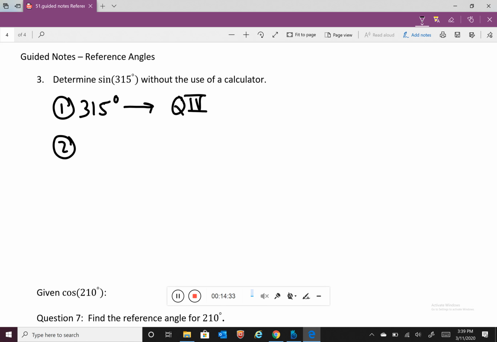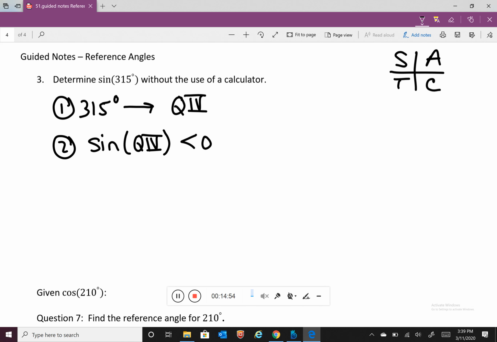Next, I'd like us to think about sine of an angle in quadrant 4. So is sine of an angle in quadrant 4 positive or is it negative? So remember, sine is only positive in quadrants 1 or 2. So sine of an angle in quadrant 4 is negative. So my final answer for sine of 315 degrees is going to be negative.